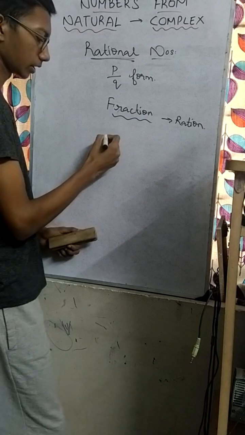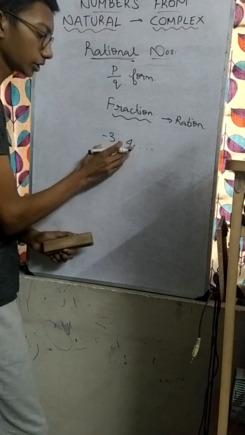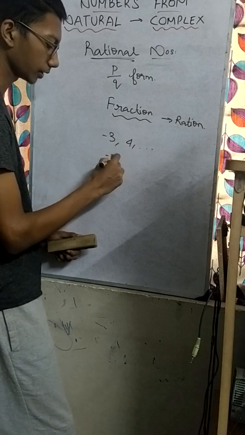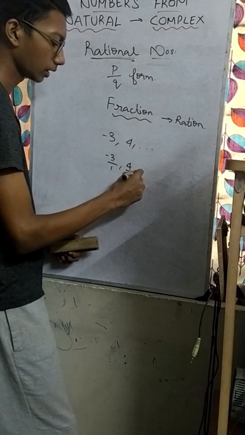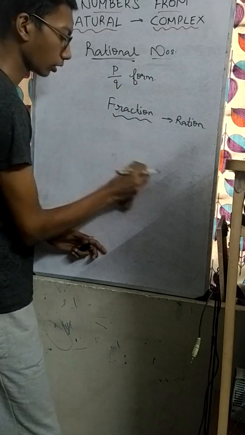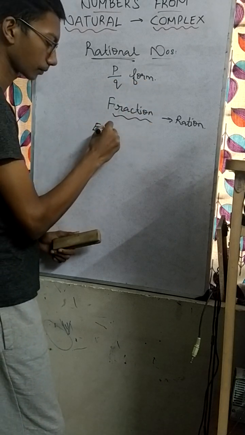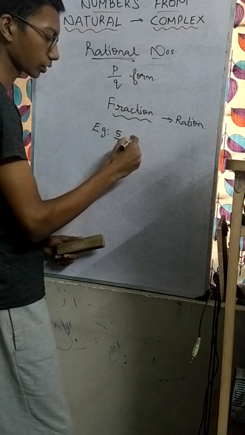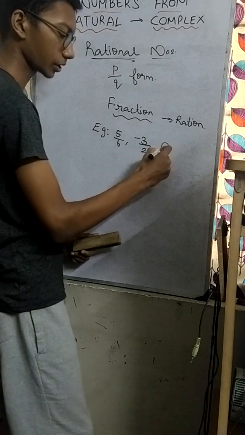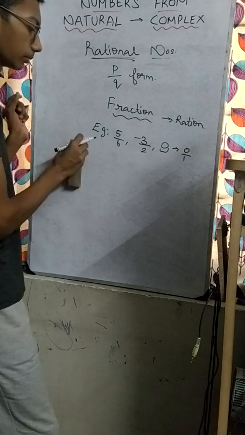All the integers, let's say we have integers like minus 3, 4, these are all integers. These are also rational numbers, because these numbers can be denoted by minus 3 by 1, 4 by 1, and so on. So all integers are rational numbers, including all the other numbers which can be denoted with this form. For example, 5 by 6 is a rational number, minus 3 by 2 is a rational number, and 0 is a rational number, since we can write this as 0 by 1. So all these numbers are rational numbers.